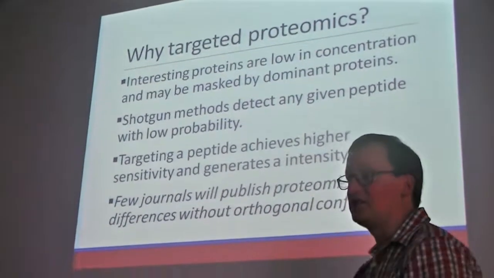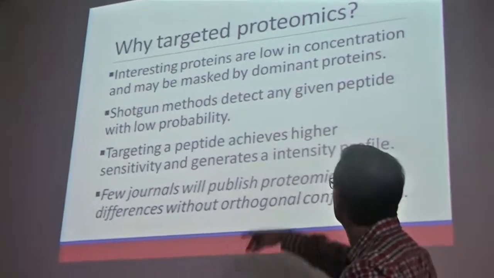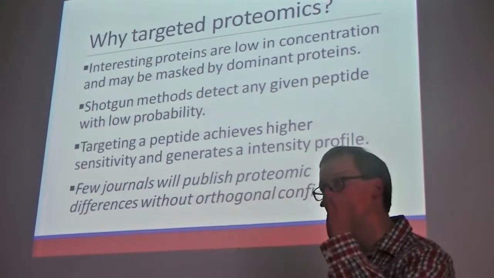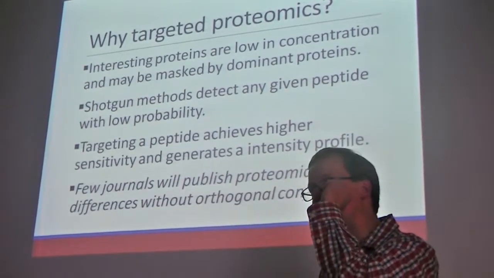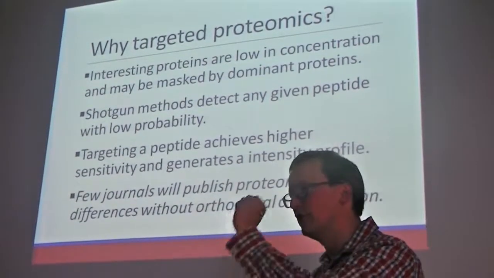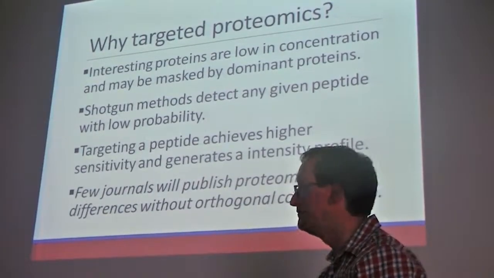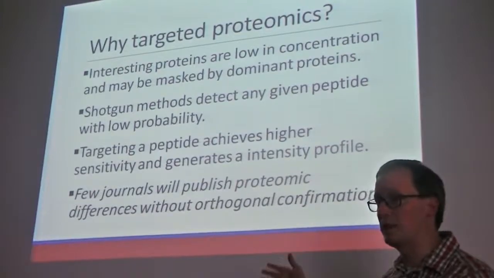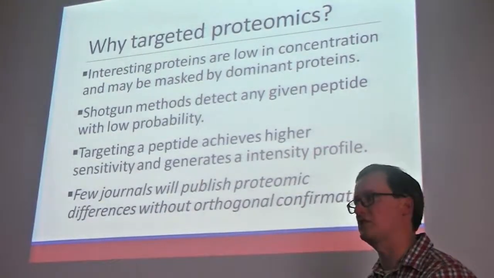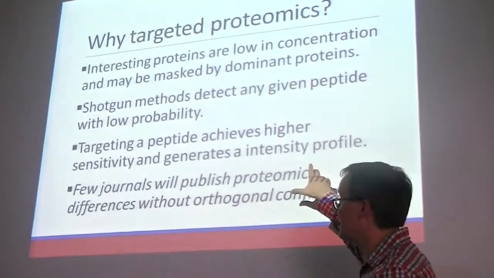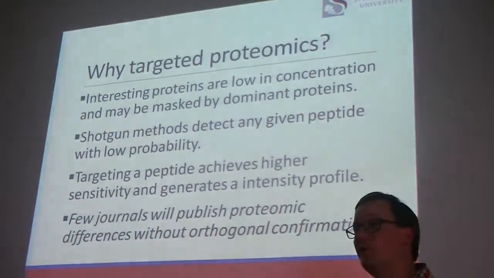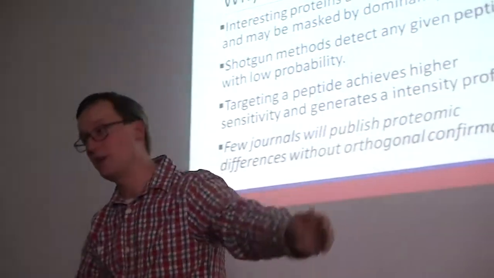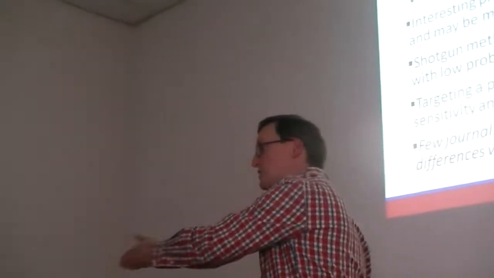So shotgun methods, these discovery proteomics methods, detect any given peptide with low probability. And instead, we want to have as solid a measurement as we can get for every peptide that we're going to try to measure. So targeting an individual peptide or a set of peptides, we talked about 150 peptides this morning, achieves higher sensitivity and generates a profile of intensity. This is the chromatogram, again, showing up. We have a pattern of intensity in response to time.